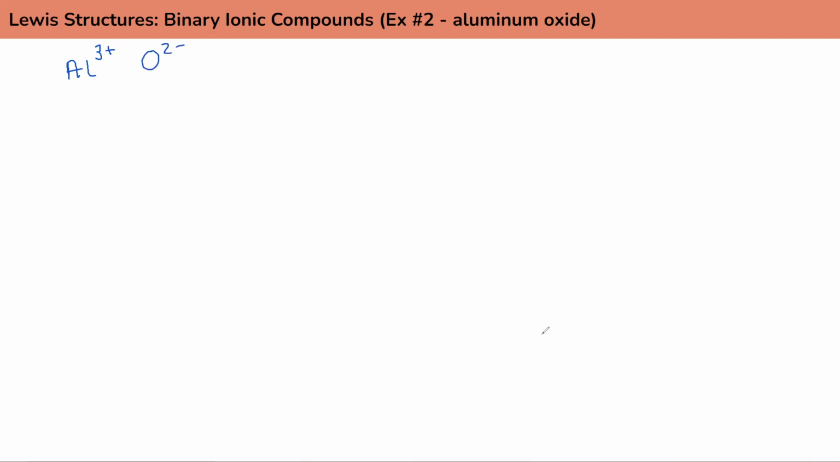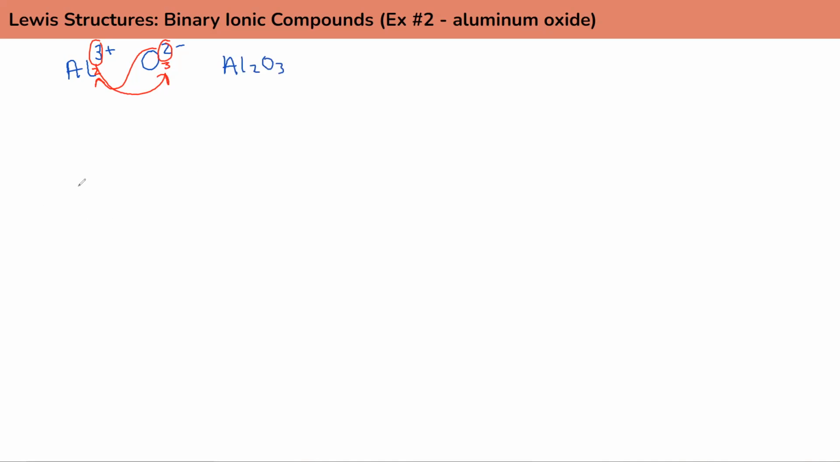I think I'll do the crisscross rule for this one. So I'll take the 3 from the metal, give it to the non-metal. I'll take the 2 from the non-metal, give it to the metal. So my final formula for aluminum oxide is Al2O3.